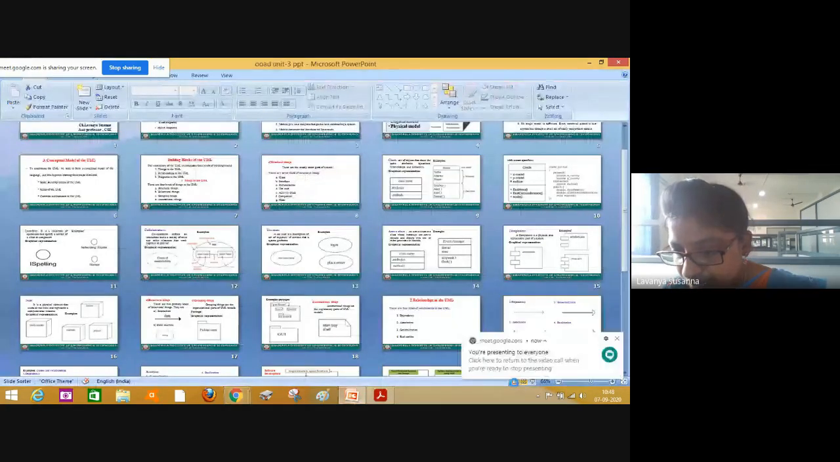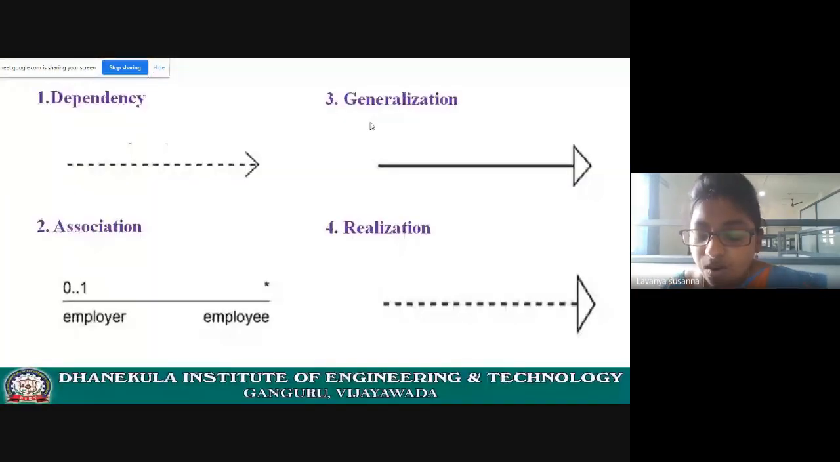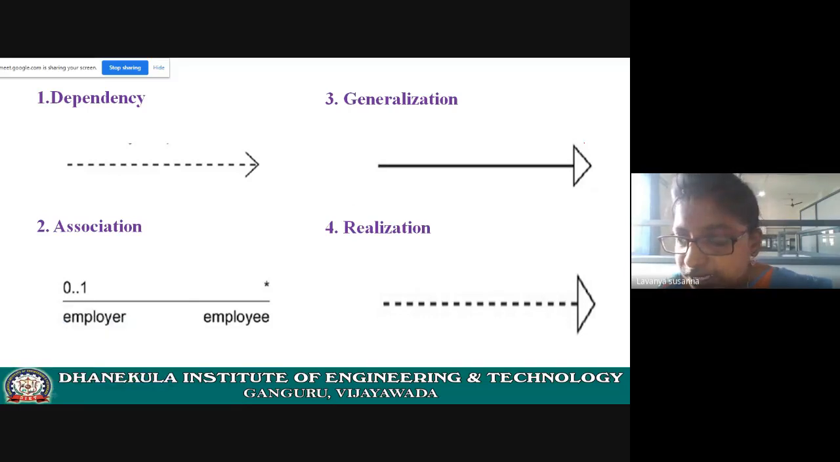Just 1 second, please wait. Okay, see here. Already we have completed all these things, right? Generalization. This is the symbol which is used. Draw a line and then use a triangle. See here, generalization symbol. Draw a line and then use a triangle. Not an arrow mark. That means association, links. This means generalization. Draw a line and then a triangle.